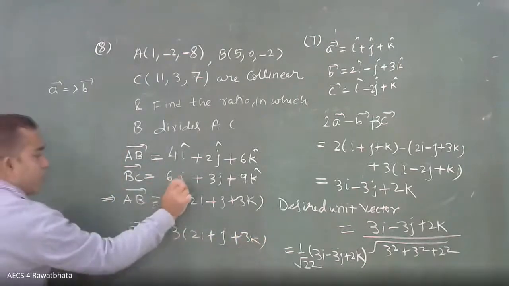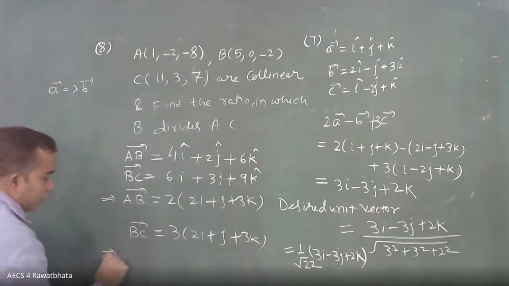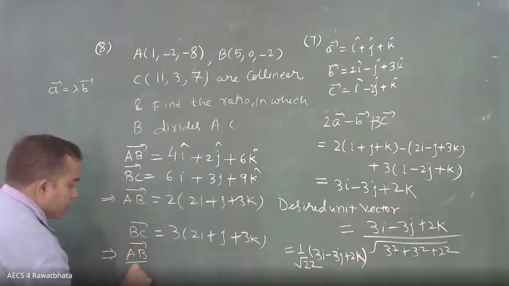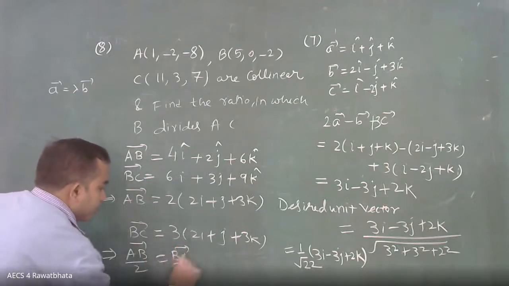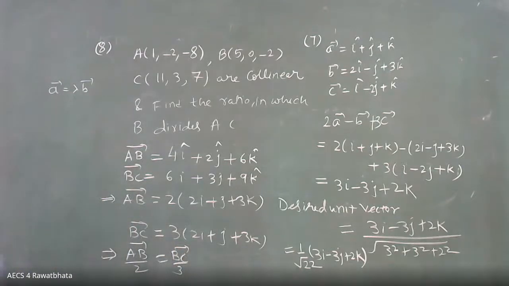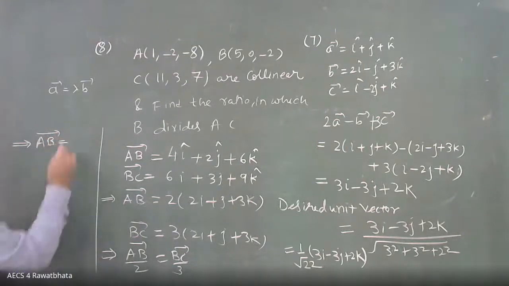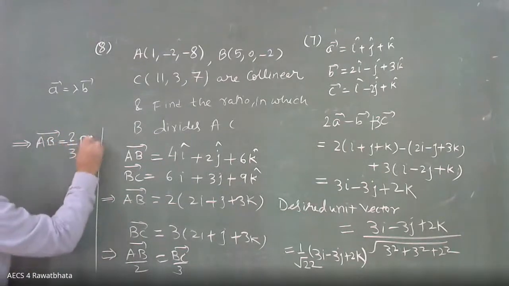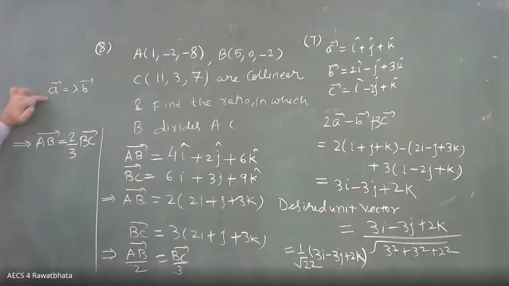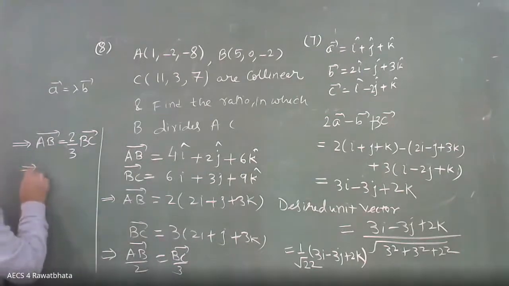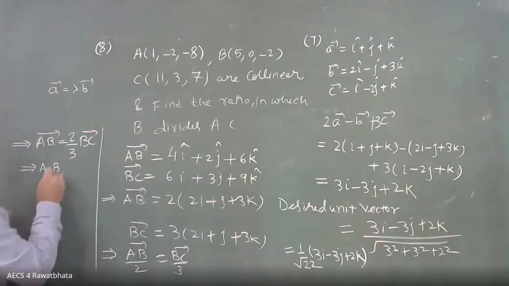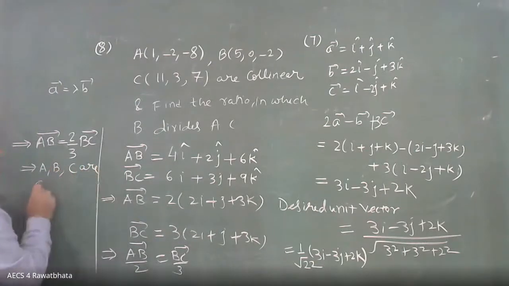So it means that AB upon 2, if you bring 2 to this side, AB upon 2 is the same as BC upon 3. Right? And it means that the AB vector is equal to 2 upon 3 BC. So whenever two vectors are connected with this relation, it means they are in the same direction, they're parallel. It means that, if I talk about points, then A, B, C are collinear.